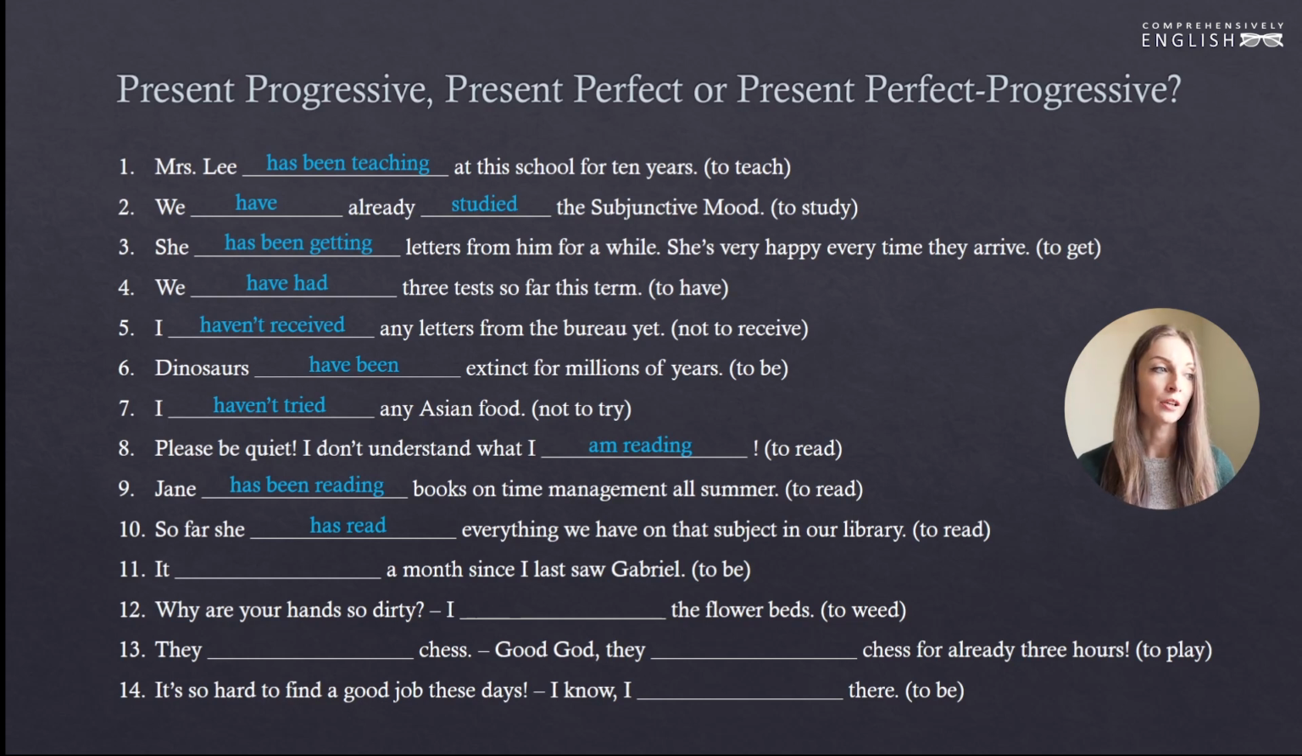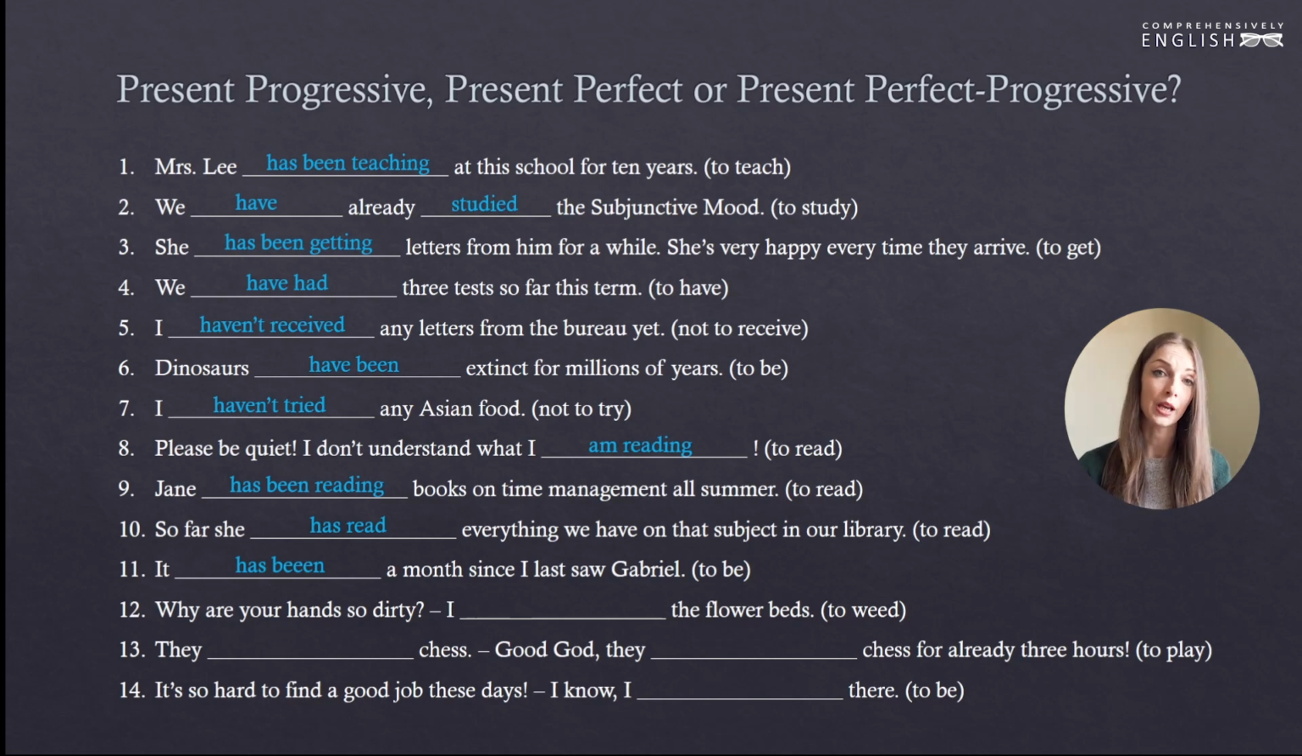If in number 9 we speak about a duration and a result, obviously she has read some of those books already. In number 10 we speak only about the result. She has read everything we have. Number 11, it has been a month since I last saw Gabriel.